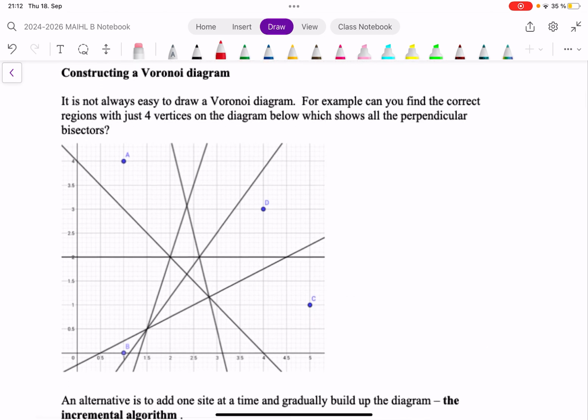So making Voronoi diagrams, you can be asked to construct one on your own, kind of like we just did in that first example. That was a construction of a Voronoi diagram. That was a relatively simple one. Sometimes it can be more challenging. It's not always easy to draw a Voronoi though.